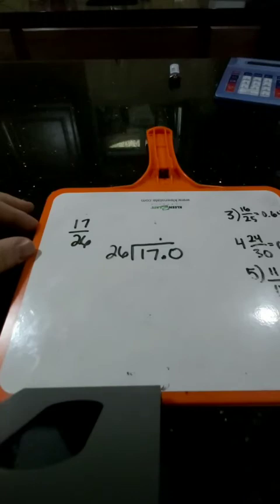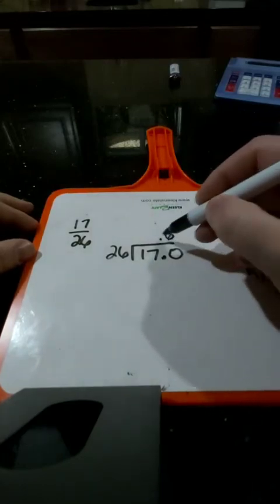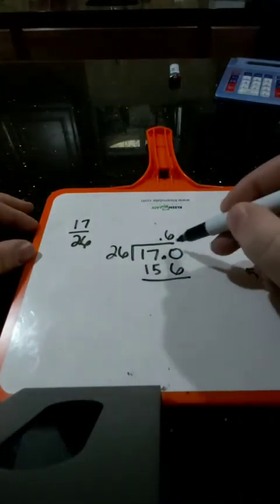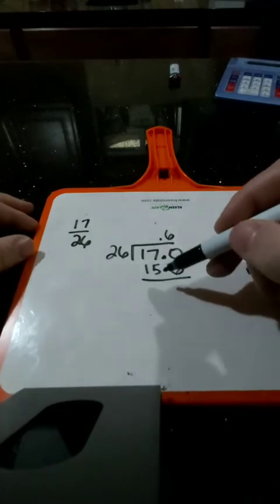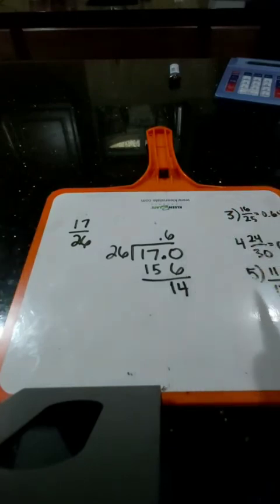All right, so I'm going to guesstimate that 26 can go into 170 five times, maybe. Let's try 6. 6 times 26 gives us 156. All right, 170 minus 156. I'm just going to do that in my head really quick. Feel free to follow the steps like you normally would. That's going to give us 14.